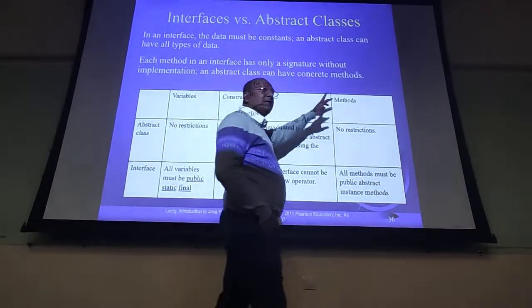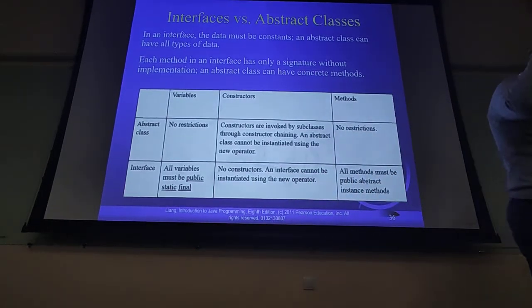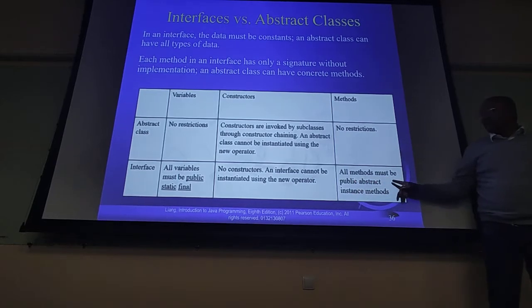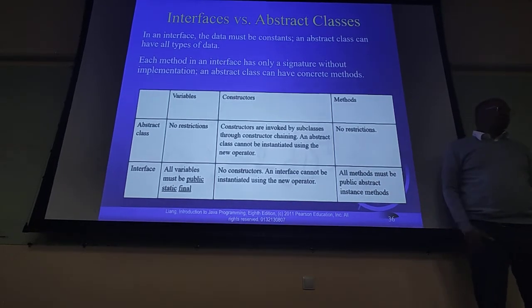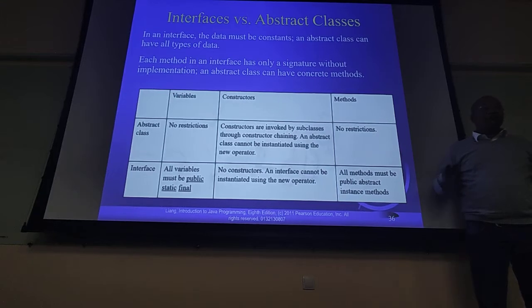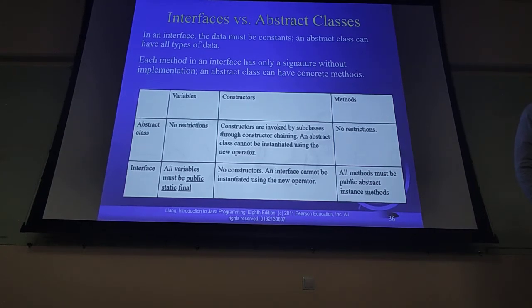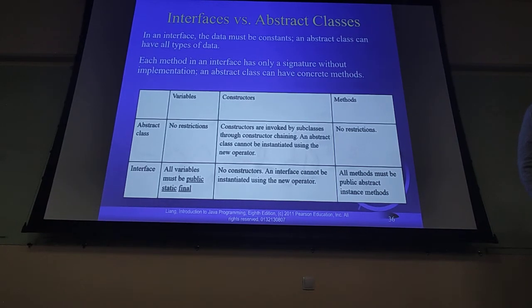Okay, methods. In abstract class, you have abstract methods also and non-abstract methods also. But in an interface, all methods must be public abstract. Clear the difference? Everyone clear? Everyone with me? If you have any question, please. Interface, abstract class clear?